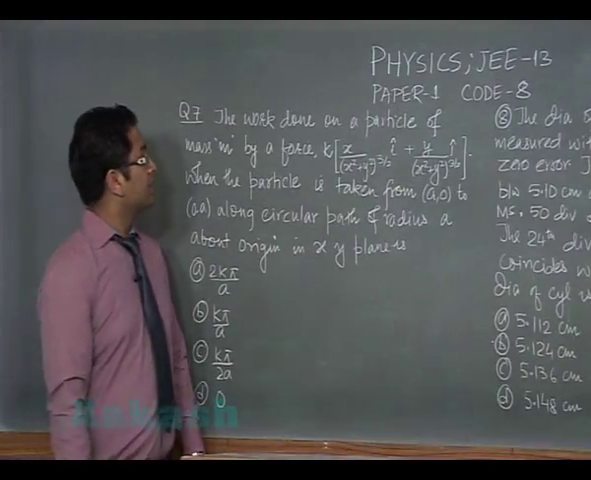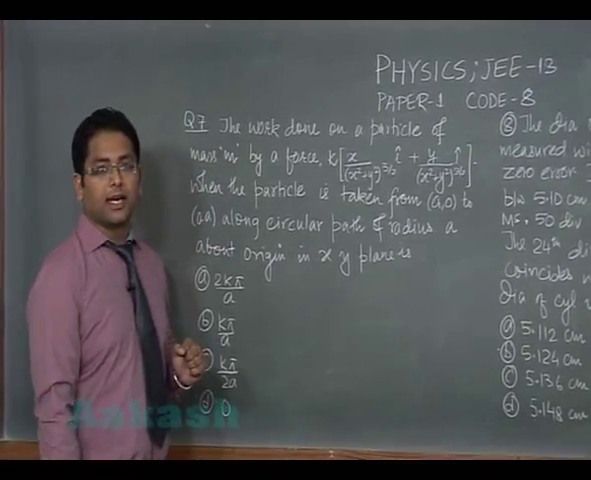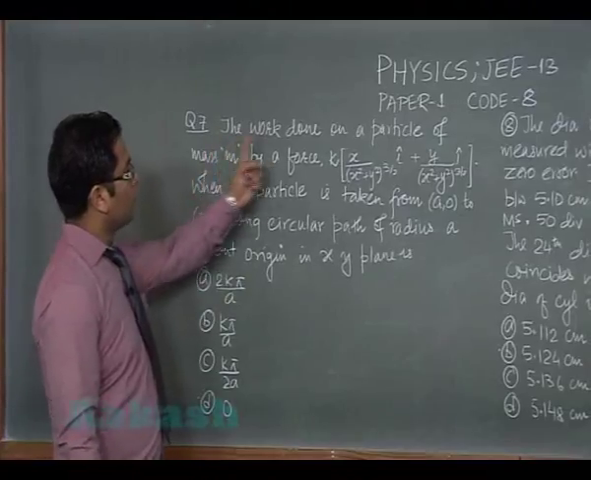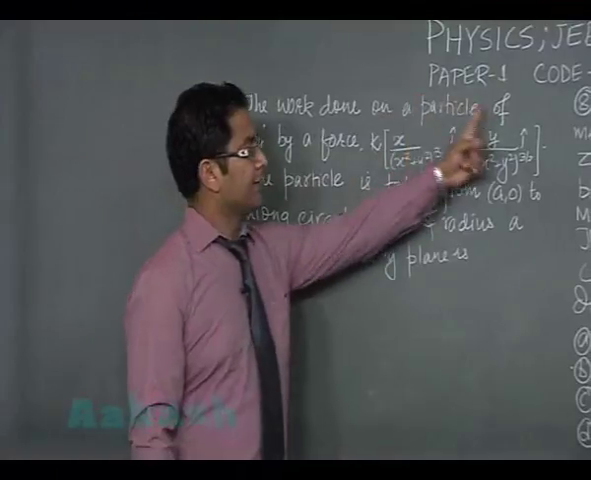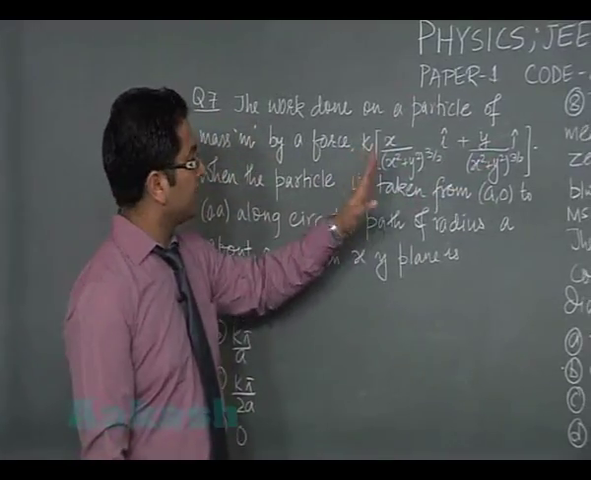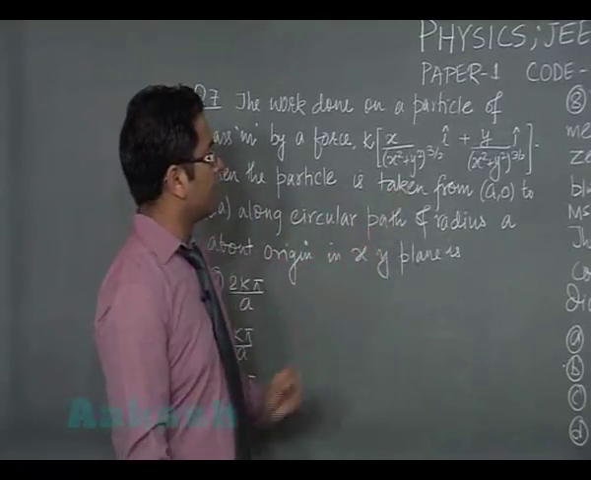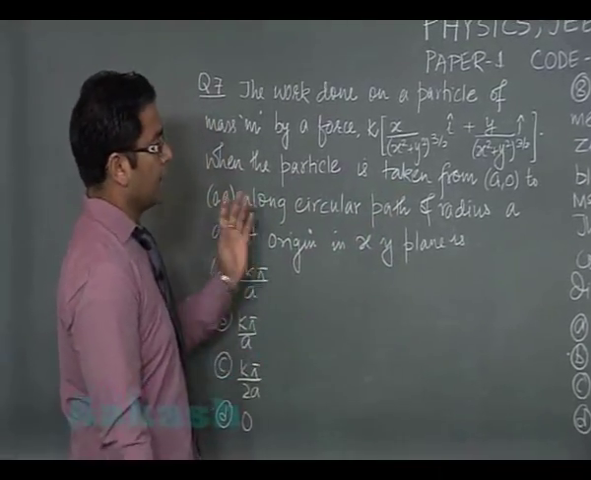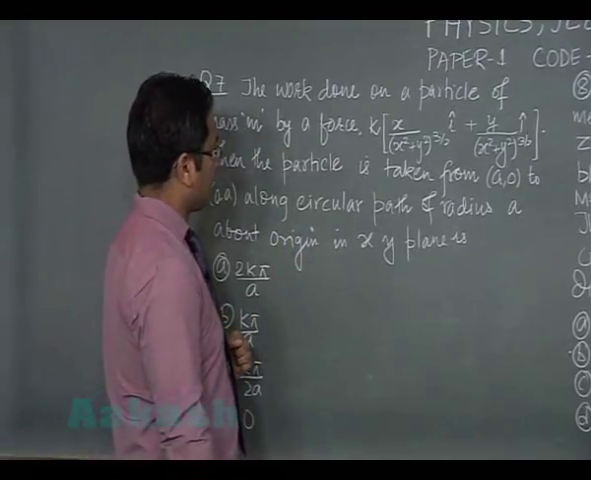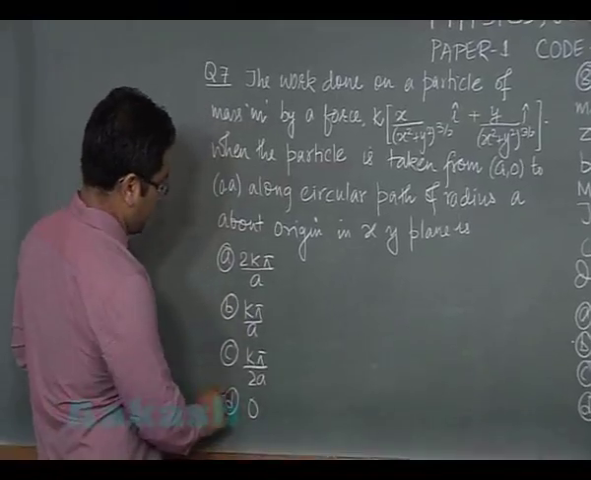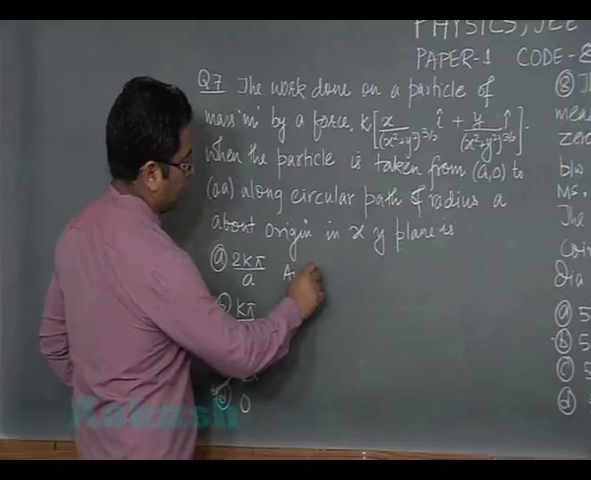Alright, now let's see question number 7. This has been framed from the chapter Work, Energy, Power. The work done on a particle of mass m by a force, and check out the force, it has been very suitably given. We'll talk about that. When the particle is taken from A0 to 0A along circular path of radius A about origin. And the correct answer for this would be option number D, that is work done would be 0.